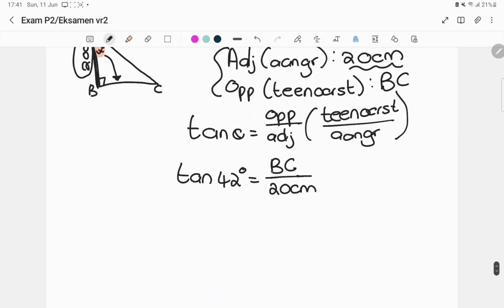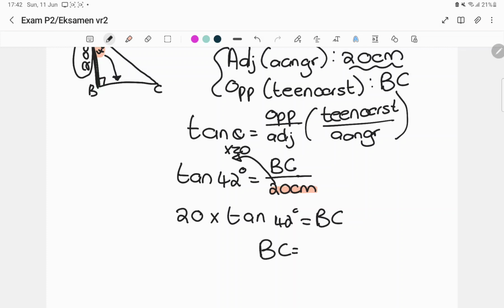Alright, so to calculate BC I have to get it alone, so I'm going to take this 20 centimeter over, and because it's dividing on the other side, it has to multiply on the other side. So actually I have 20 times tan 42, which will give me BC.